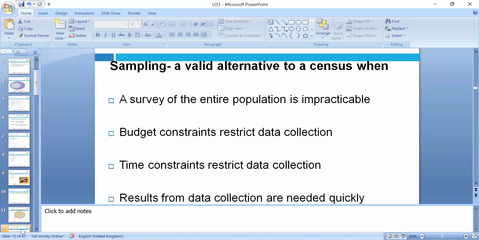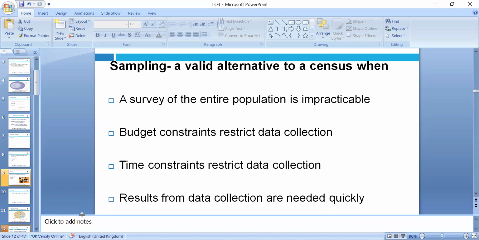When we look at sampling, it is a valid alternative to the census, because a census requires a lot of cost and money to carry out the research. Instead, we can focus on a small proportion and draw conclusions. A survey of the entire population is impracticable. Budget constraints restrict the data collection. Time constraints can also be a problem and restrict data collection when the results are needed quickly.